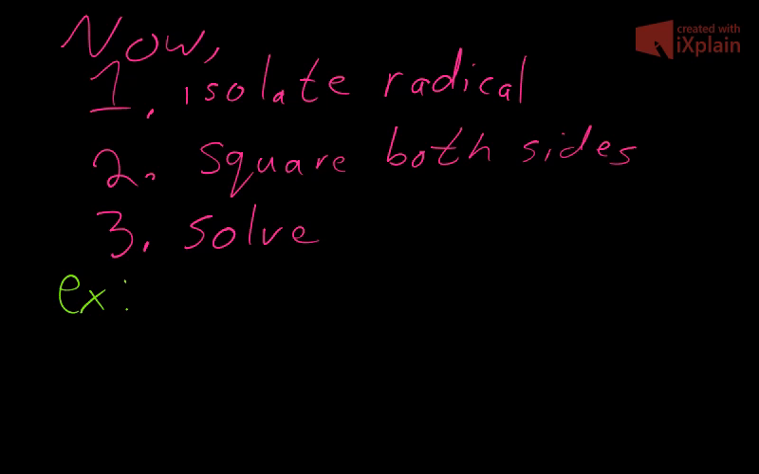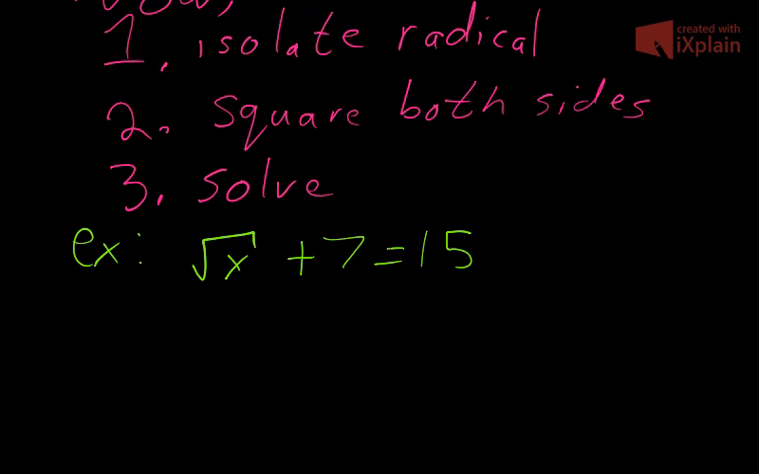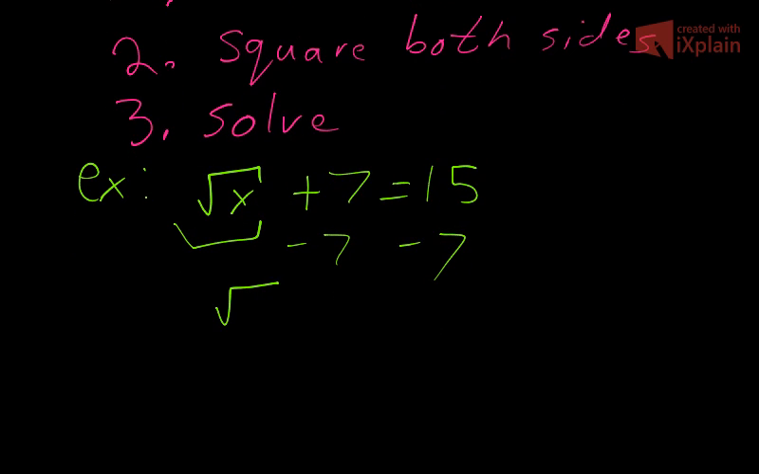This is going to be a pretty easy example, but if I have the square root of x plus 7 equals 15, what I'm going to want to do is to isolate the radical. I've got my radical here, so I need to get rid of the 7. It's being added, so I'll subtract it to get rid of it, and I end up with the square root of x equals 15 minus 7, which is 8. And just like that, I have my radical isolated.